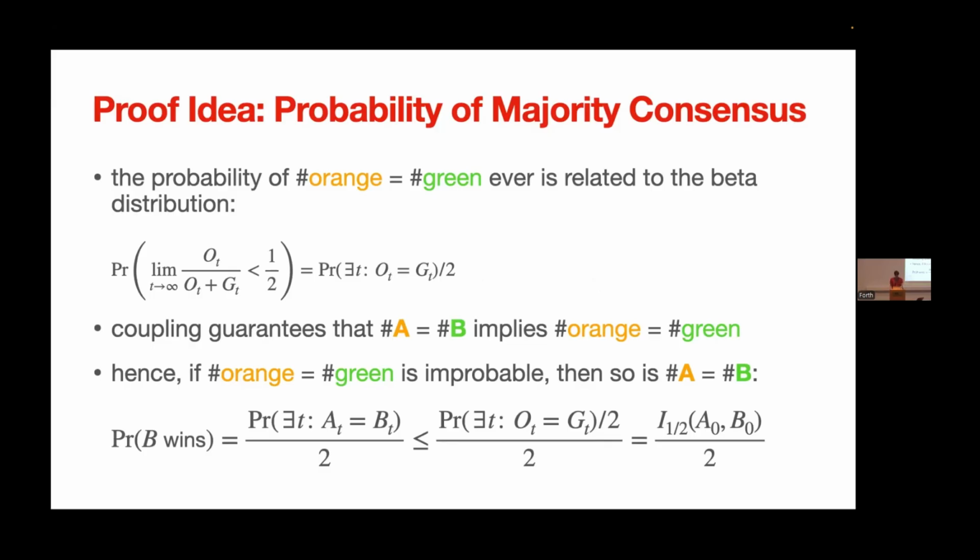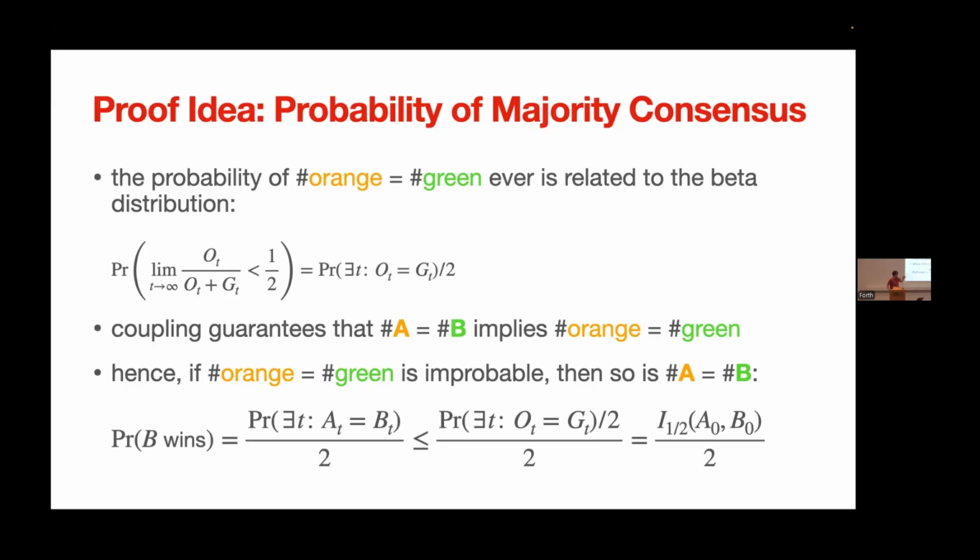And the coupling, the way that we couple our birth and birth system to the urn process, guarantees that if we're hitting A equal to B at some point, then we're also hitting orange equal to green at some point, because I didn't present it here, but it's based on the difference between the two of them. So if one difference goes to 0, then the other difference also needs to go to 0. And so if the second one is improbable, then the first one also needs to be improbable, because there's an implication between the two.